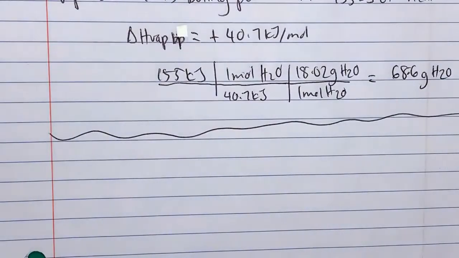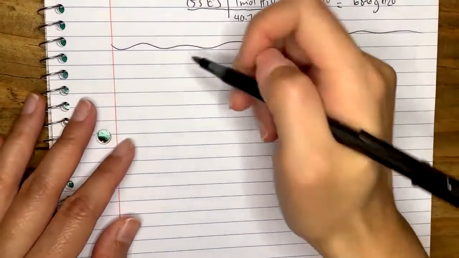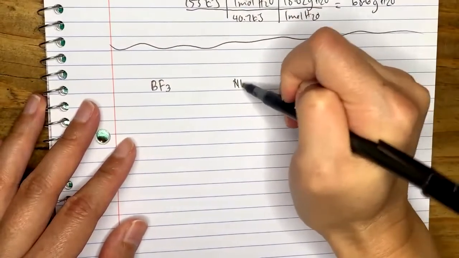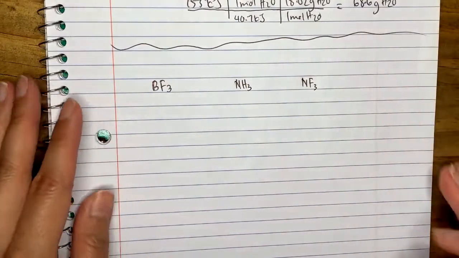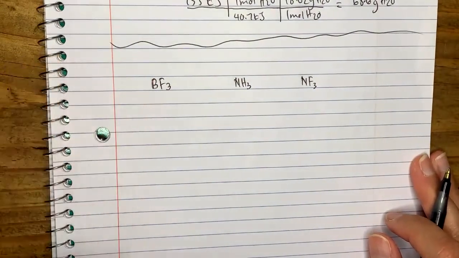So let's take a look at some molecule examples. We had some examples earlier, but I wanted to show you one that you might see on a test question, okay? So let's try one. We have BF3, we have NH3, and we have NF3. We worked on some already earlier, but now this is the one we want to focus on, okay?